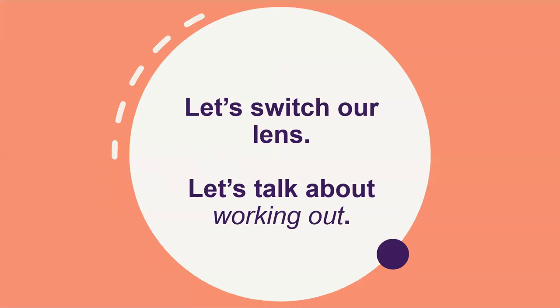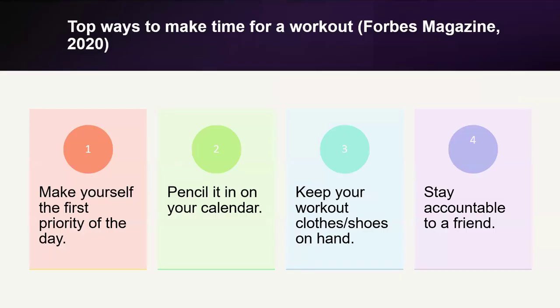So I hear you. I get it. I would be skeptical too. So let's switch our lens for a second. And instead of talking about our strategic goals, let's talk about something that many of us have a goal every new year or every beginning of every school year to do more of: working out. So I pulled from Forbes several years ago, what are the top 4 ways to make time for a workout? And here were some of the things that they suggested.